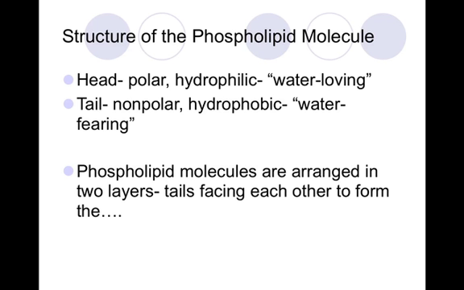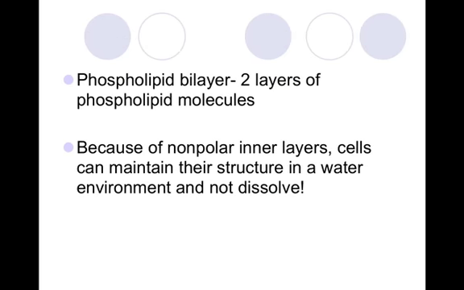So the phospholipid molecules are going to arrange in 2 layers with the tails facing each other. When they face each other like that, they form a phospholipid bilayer. They have 2 layers of phospholipids with the tails in between them. Please keep in mind that the whole 3D structure of both of those layers is the cell membrane. It is not just a single line like we have always drawn it when we're drawing a cell. Because of the nonpolar inner layers, this allows the cell to keep its structure in water, and so it doesn't dissolve in water.